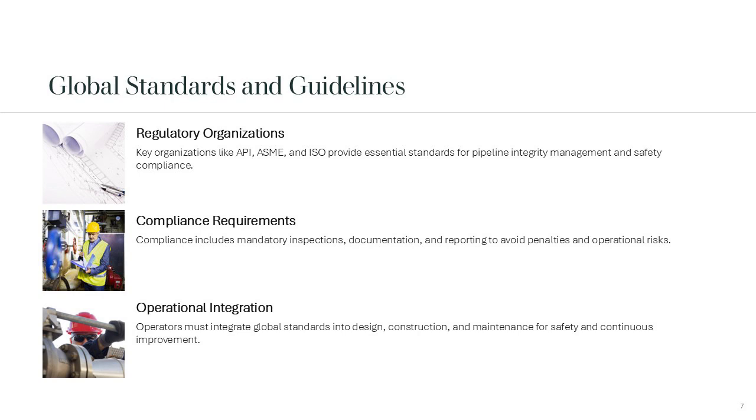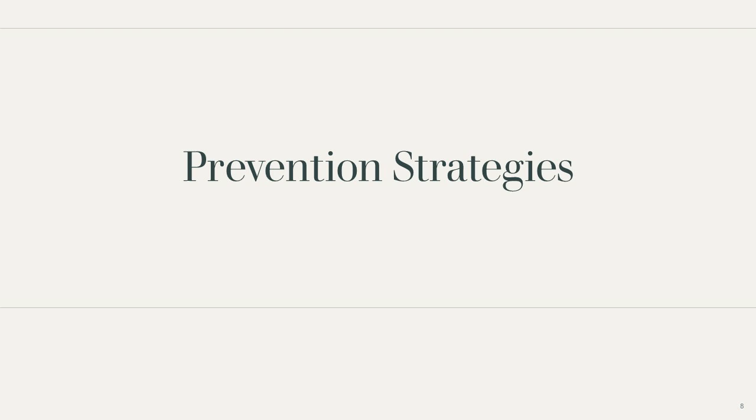Failure to comply can result in severe penalties, operational shutdowns, and reputational damage. Operators must integrate these standards into their integrity management programs, ensuring that design, construction, operation, and maintenance activities align with global best practices. This approach fosters a culture of safety and continuous improvement across the industry. The prevention starts with design and material selection, followed by a robust maintenance cycle.